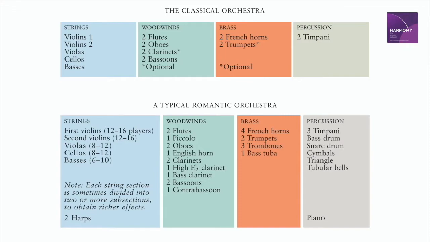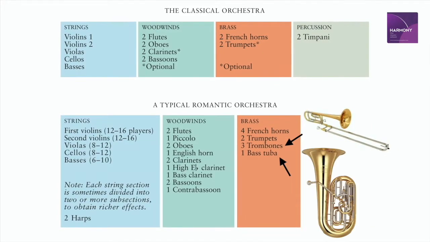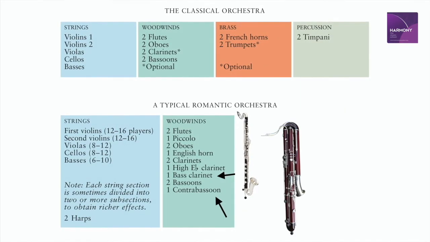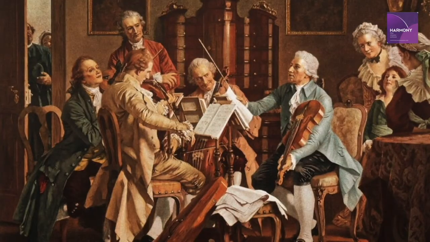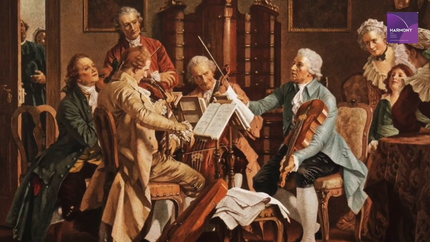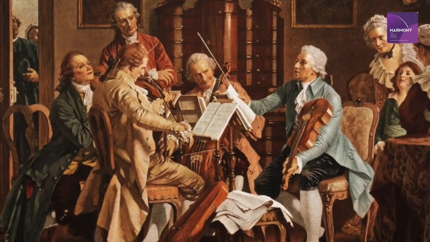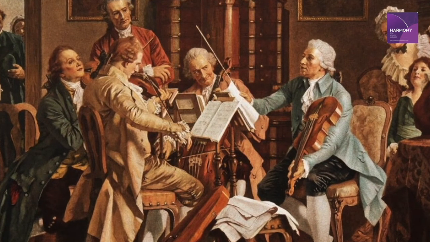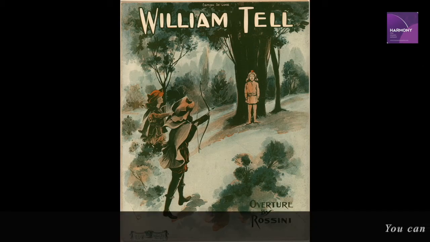You can see new instruments like trombones and tuba, and also derivative forms of existing instruments like bass clarinet and contrabassoon. The clear, sharply defined sonorities of the classical period were replaced by multicolored shades of blended orchestral sound. Here is an example from Rossini's William Tell Overture.